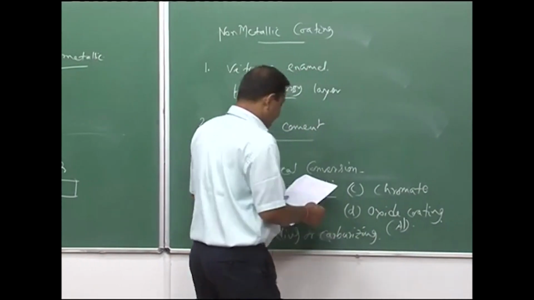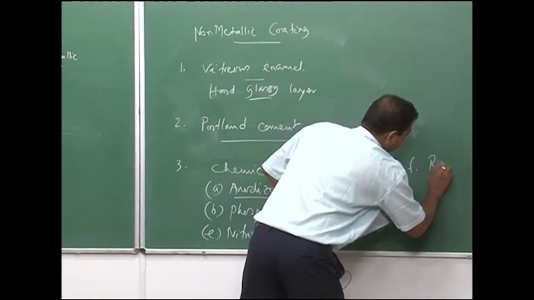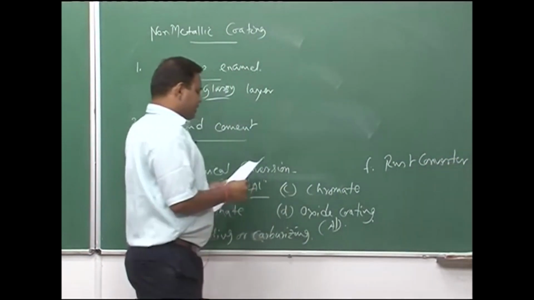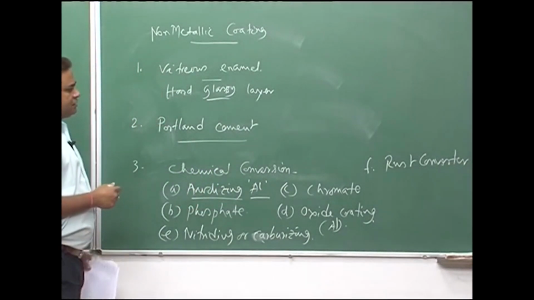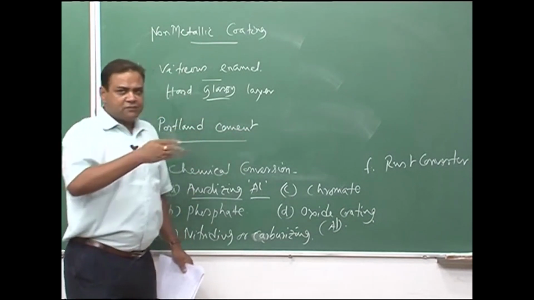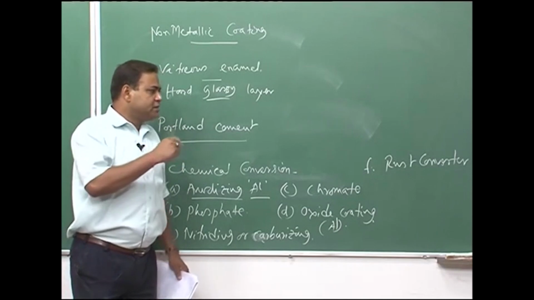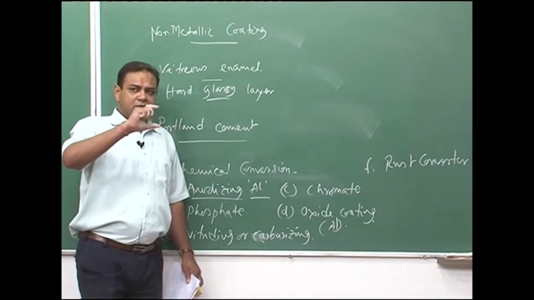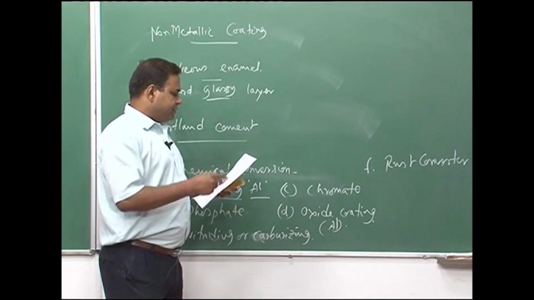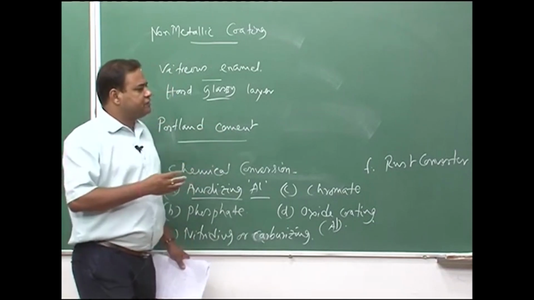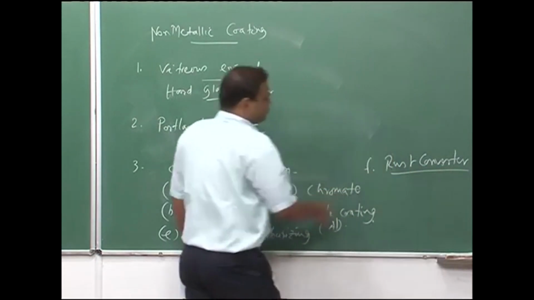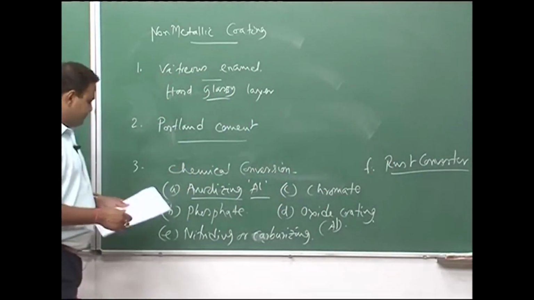Then there could be rust converters. For that, some chemicals, for example tannin, are added. On a metal surface such as steel, rust is forming, and if we have tannin, the tannin seeps through the oxide layer and forms a non-porous, stable passive surface film, non-porous stable rust. So, that way we can protect against corrosion.